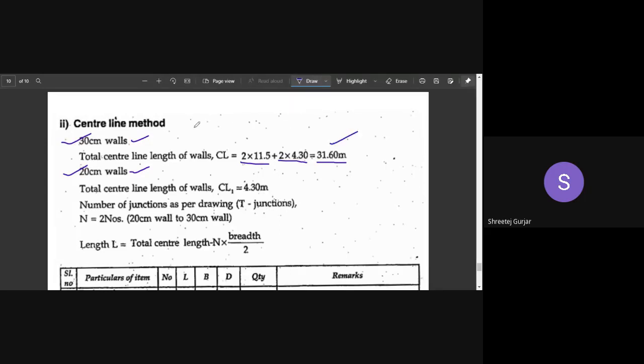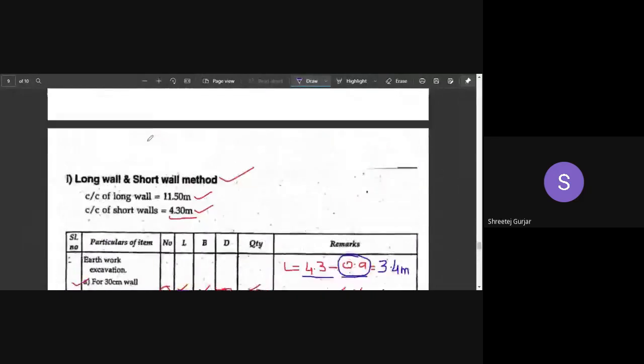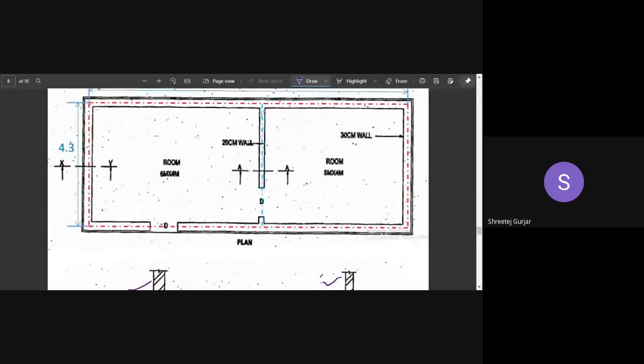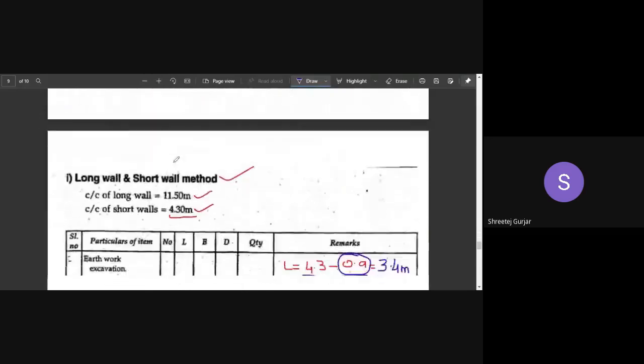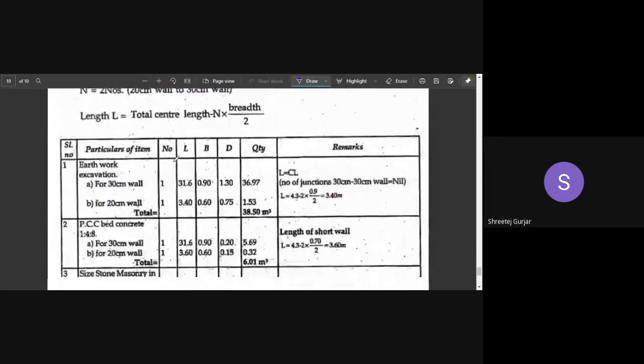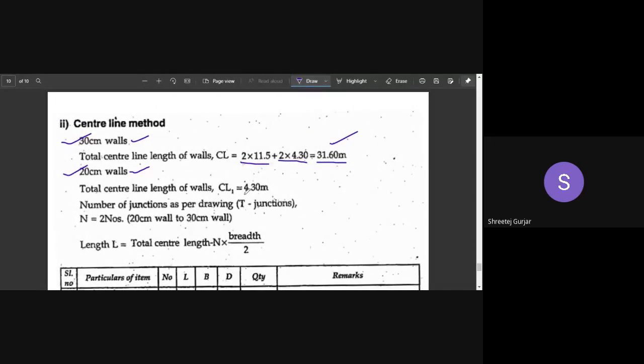Okay, so coming to your 20 centimeter wall. The 20 centimeter wall is only one, right? Only one, and the length will be from here to here. So it will be 4.3 meters itself and nothing else. So this is my 20 centimeter wall, and the centerline length will be from here to here, which is 4.3 meters itself. The total centerline length of the 20 centimeter wall is 4.3 meters directly.